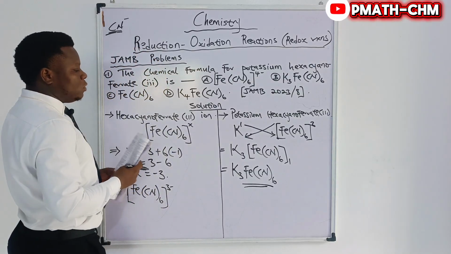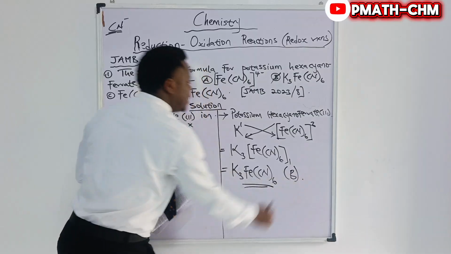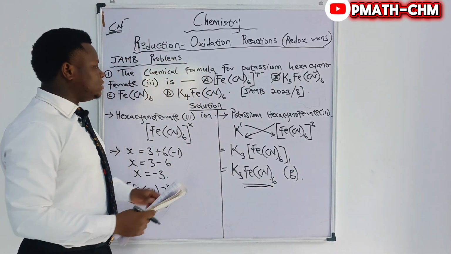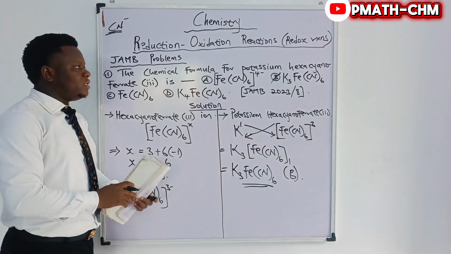And that corresponds to option B. So that is how you get the formula of a compound using the knowledge of oxidation number that we just talked about. I believe this is super clear.